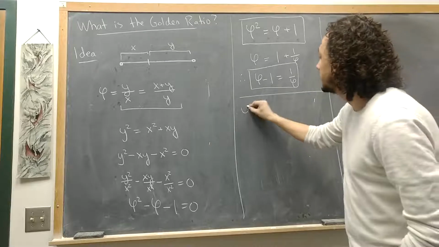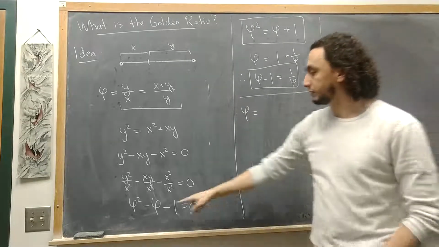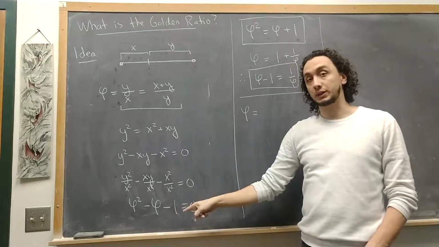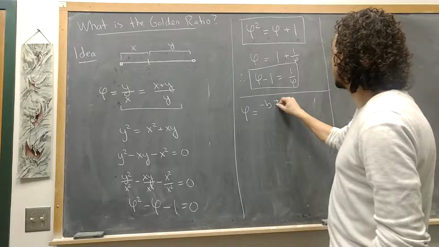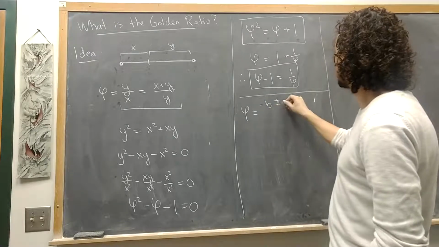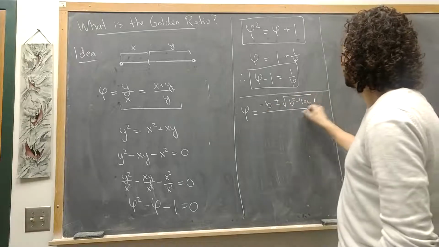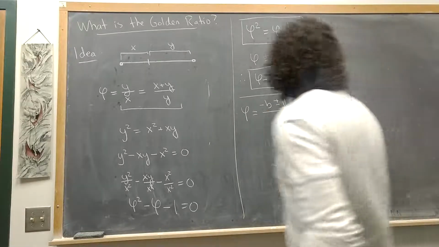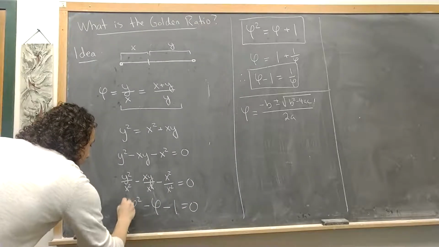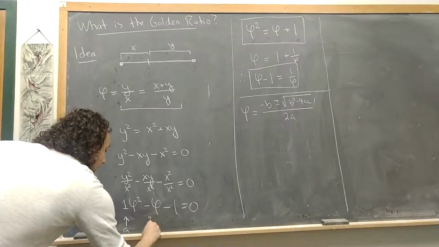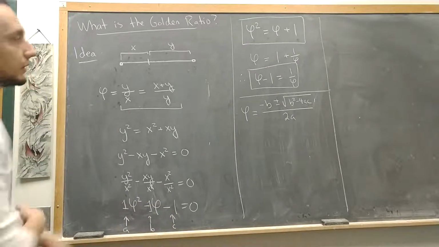Now finally, I promised you a solution for what phi is, and that comes by observing that it's the solution to a quadratic equation, and we could solve that by applying the quadratic formula. Minus b plus or minus square root of b squared minus 4ac over 2a, where a, b, and c refer here to the coefficients. A is the 1 coefficient here, b is the minus 1 here, and c is the minus 1 here.